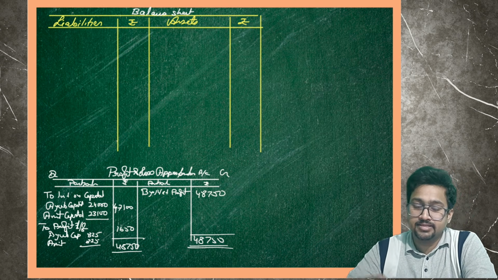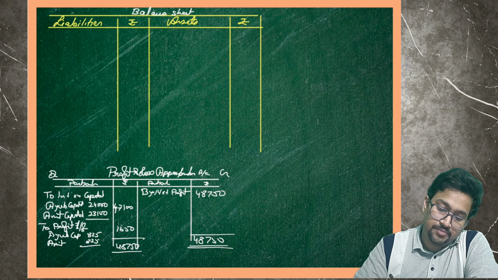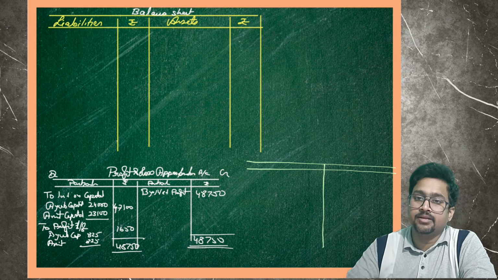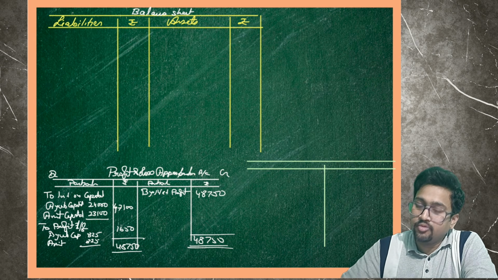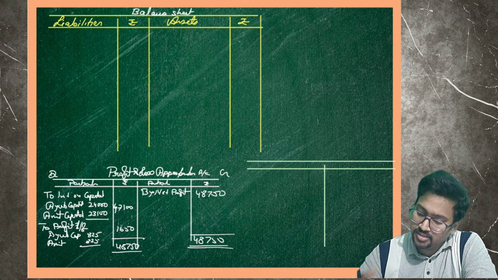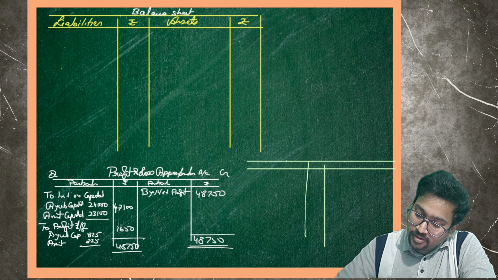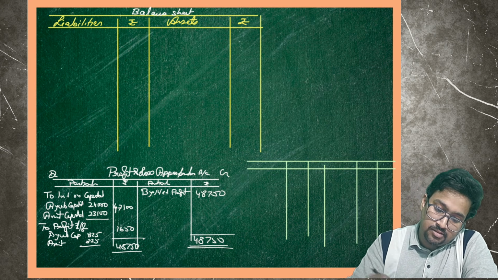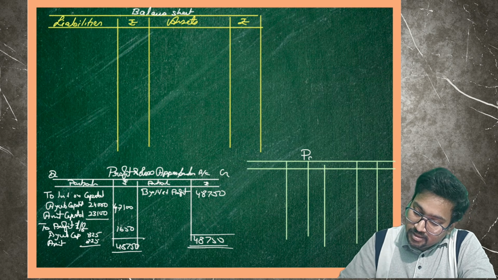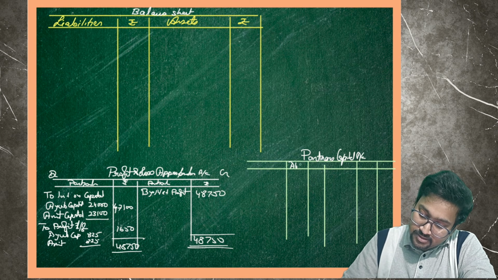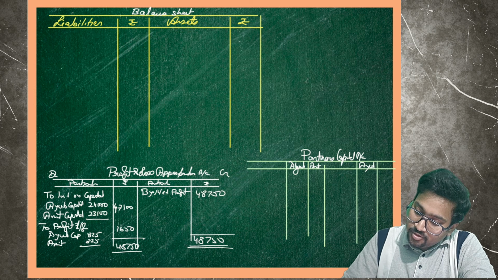Now let's understand the partner's capital account. So let me make it. This is the format for our partner's capital account. Since we have two partners given here, we'll make two separate columns, like in the cash book, we make two columns, one is the cash column and another is the bank column. Similarly here also, we'll make two different columns for both the partners. Now this is our partner's capital account. The first one is Ayub and the second one is Amit.